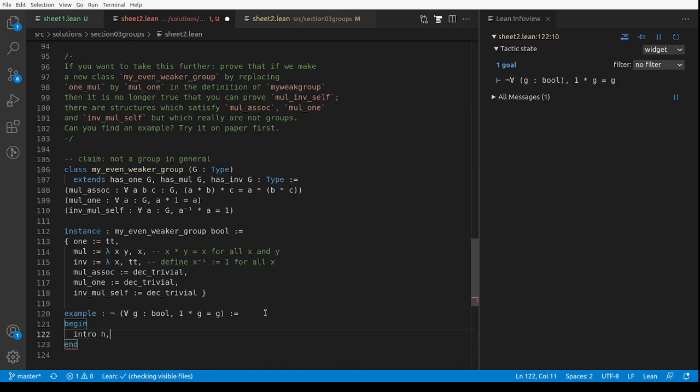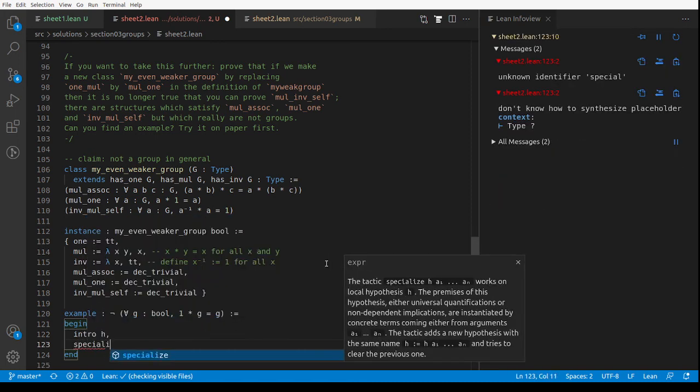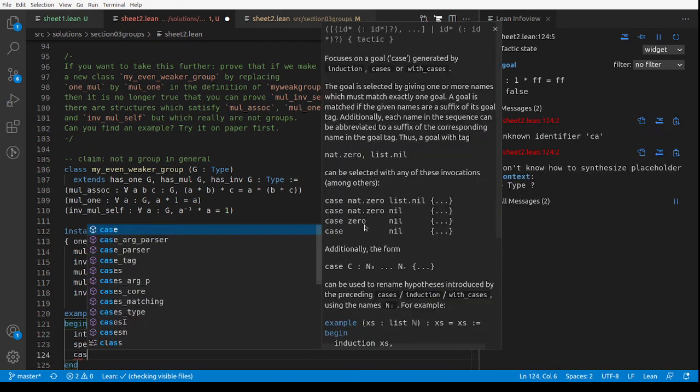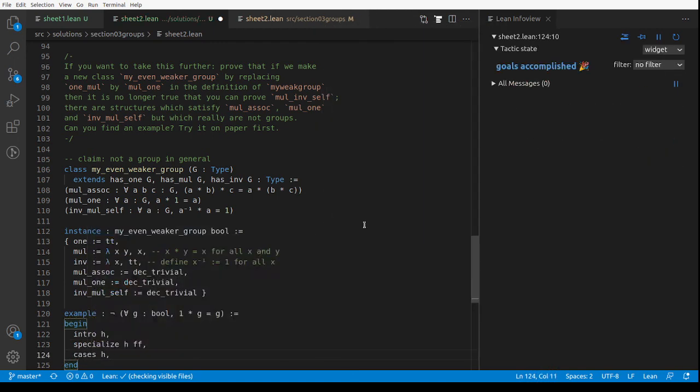So intro, we've got the hypothesis that for all g in bool, 1 times g is g, and we have to prove something. We're proving it by contradiction. I know 1 times g will be equal to 1, and 1 is true. So let's specialise H to false. Now I've got the hypothesis that 1 times false is false, and I claim that's not true. So let's try cases H. Will that do it? There we go.